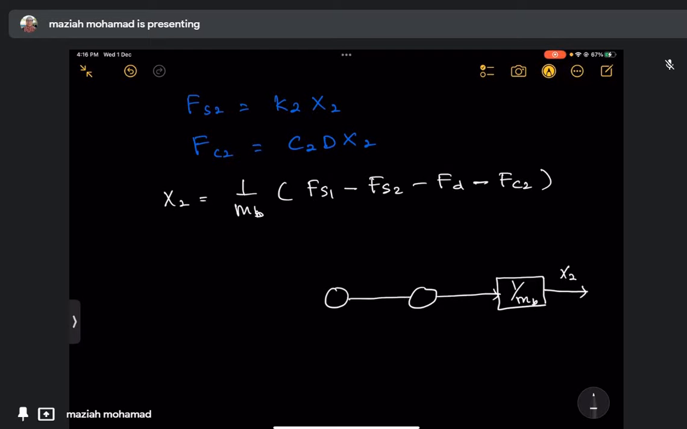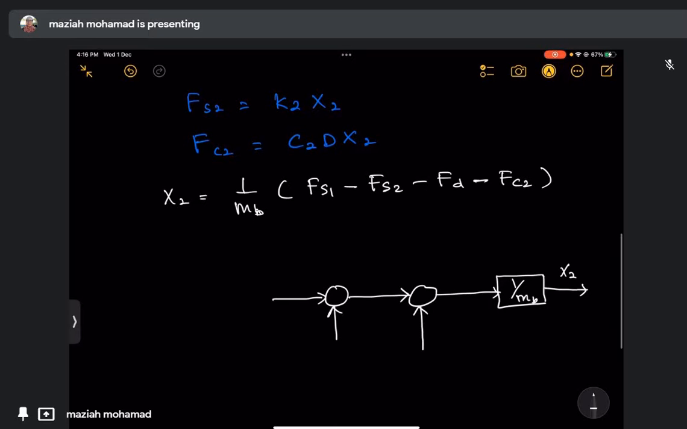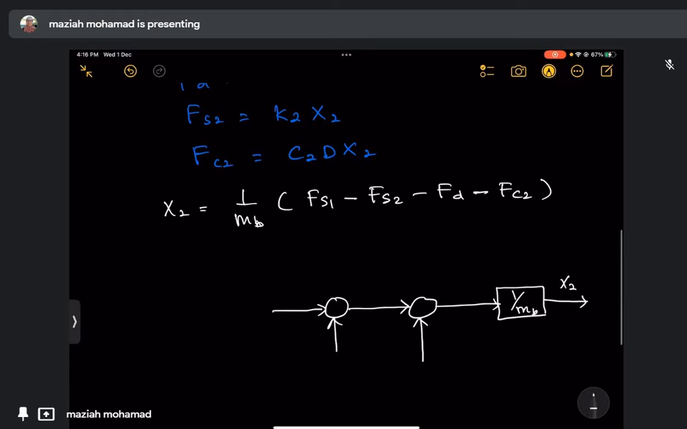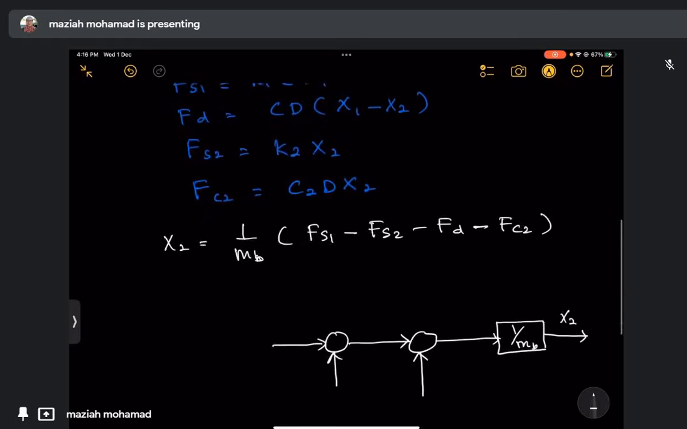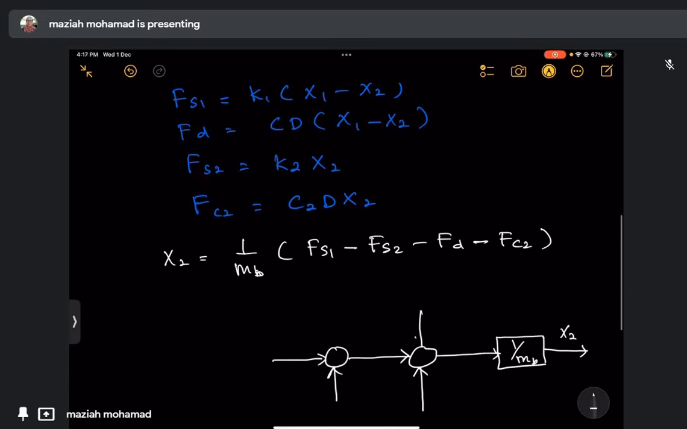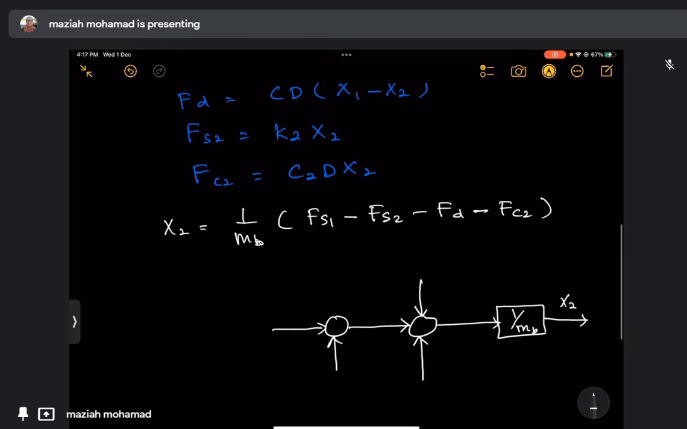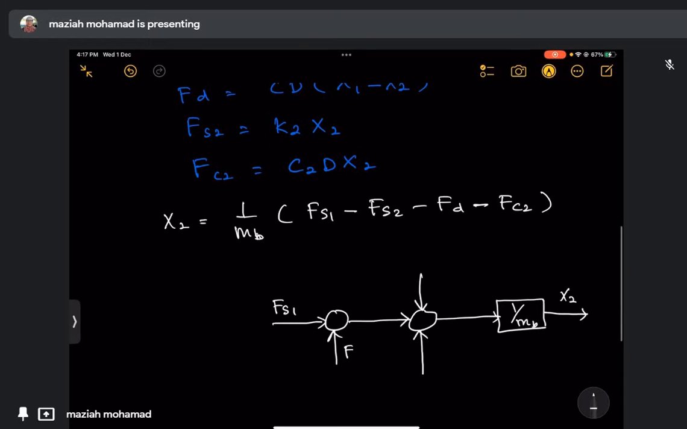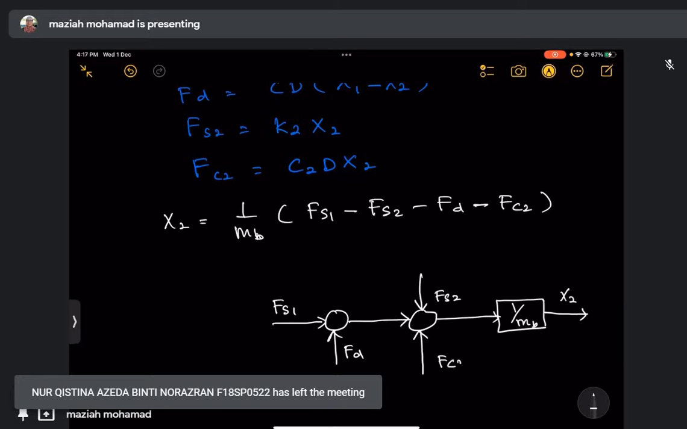Right? So we know we need to multiply with 1 over MB, and then we have a summation point. So let's draw two summation points because we have 1, 2, 3, 4. Tadi FS2 apa? FS2 is KX2, FC2. So let's consider here. This one is FS1, minus here is FD, and then here is FS2, and here is FC2.